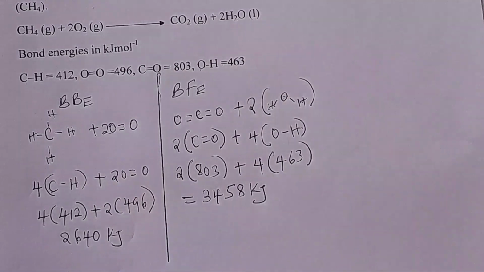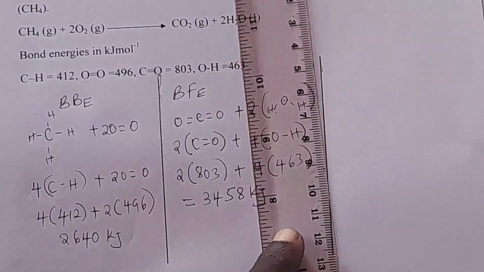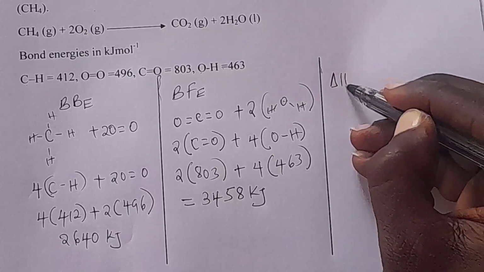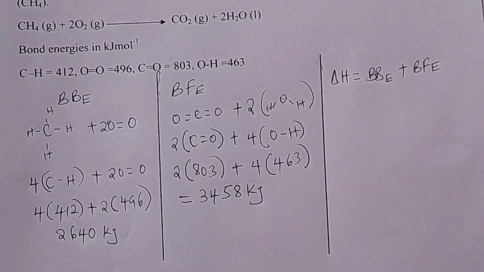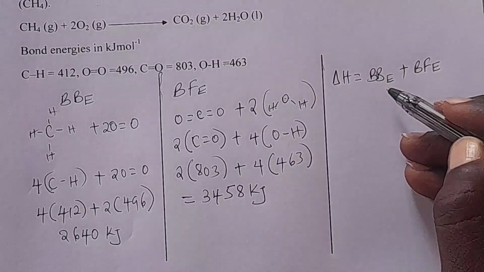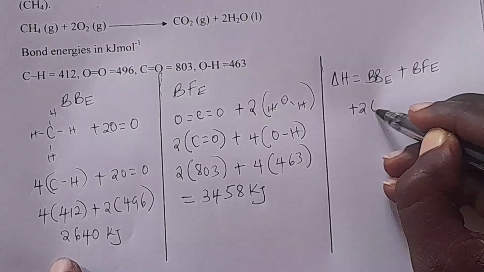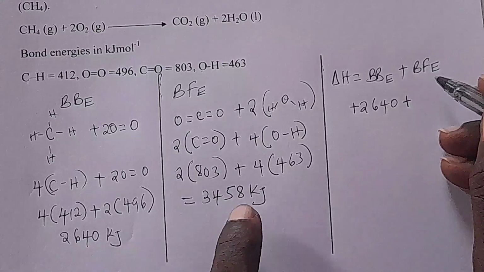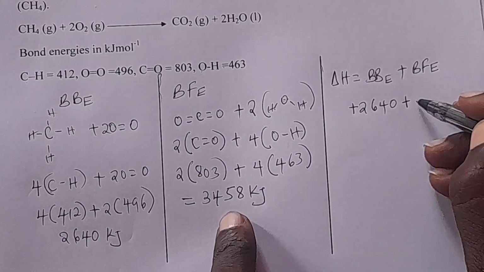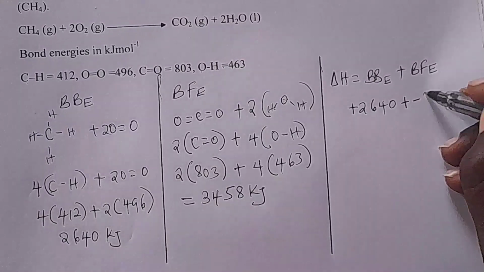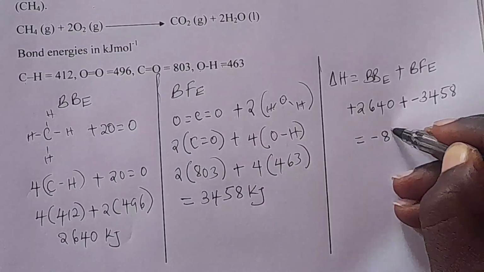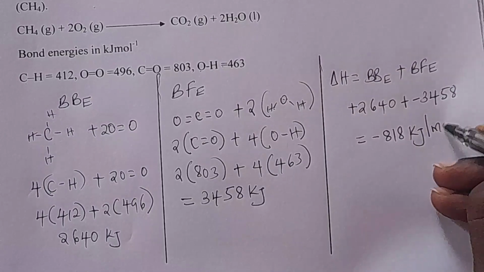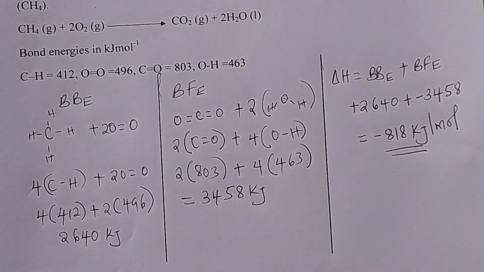Next, if you want to get the enthalpy change or heat change of a reaction, what is the formula? The formula is bond breaking energy plus bond formation energies. Remember we said bond breaking is an endothermic process, so we are going to have a positive sign, so 2640 kilojoules plus, and bond formation energy releases energy to the surroundings. That means it's an exothermic reaction, so we are going to have negative 3458. Here the net energy that we are going to get is negative 818 kilojoules per mole. So that will be the enthalpy change for the combustion of methane. Okay, that's the end.